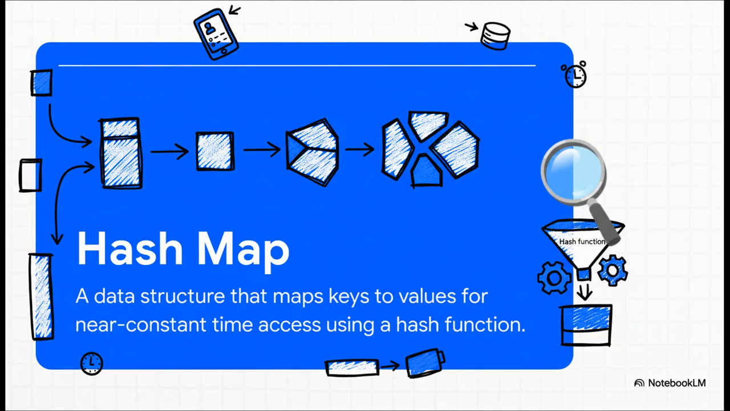Well, the answer is the hash map. It's this incredibly clever data structure, right? It uses something called a hash function to basically create a super fast shortcut, a direct line from a key to its value. And this isn't some obscure academic thing. This is the secret sauce behind your phone's contact list, giant databases, you name it.